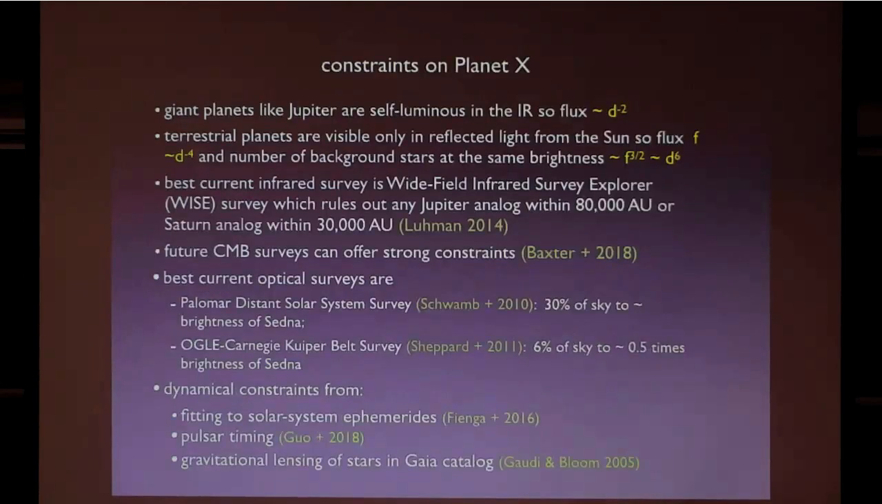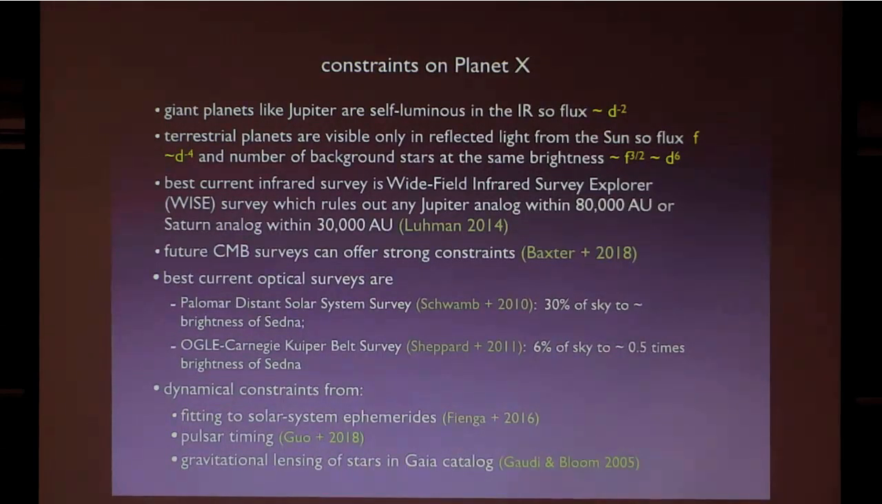The observational constraints come from a variety of sources. If you're looking for giant planets, it's much easier because they're self-luminous in the infrared, so the flux only falls off like the square of the distance. On the other hand, terrestrial planets use reflected light, so the flux falls off like distance to the fourth. And since the flux is going like distance to the minus fourth, and the number of background stars goes like flux to the 3/2, if you want to try to double the distance you're sensitive to, you're going to see a factor of 2 to the 6th more background stars.